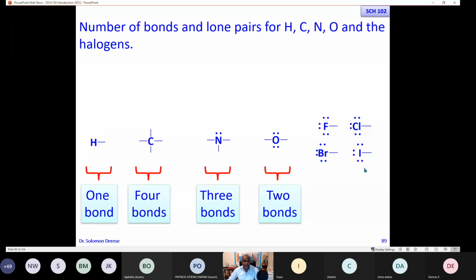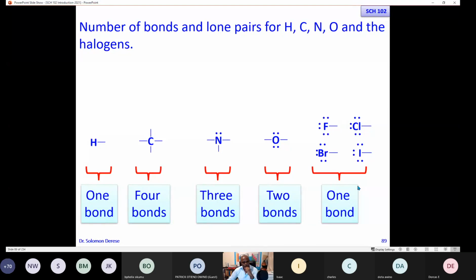And then if you look at the halogens, they have 7 electrons in their valence shell. To have an octet of electrons, they need 1 additional electron. Together with their 7 electrons, when 1 electron is added to them, they will have 8. So as a result, the halogens, fluorine, chlorine, bromine, iodine, etc., form 1 bond.